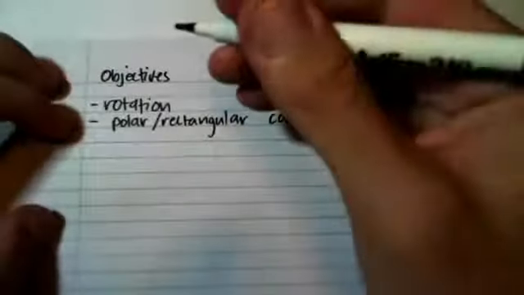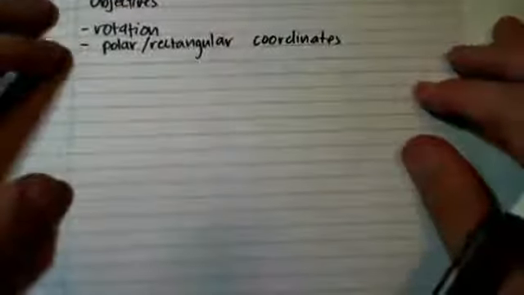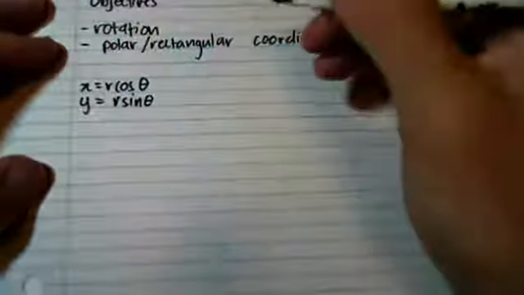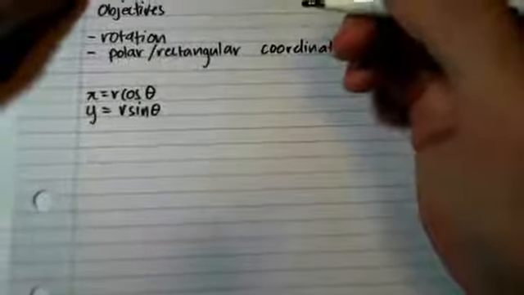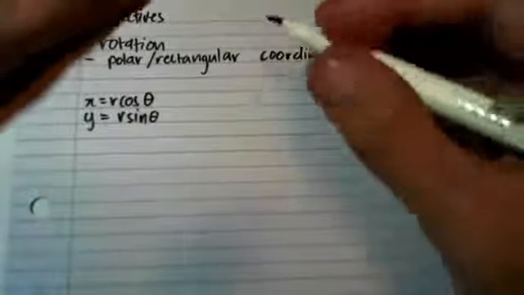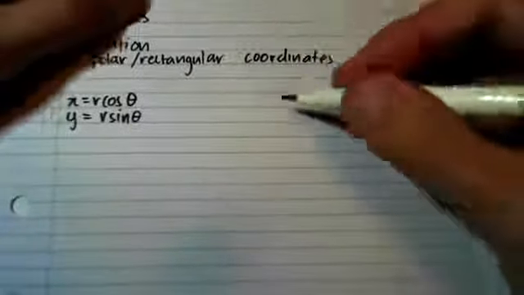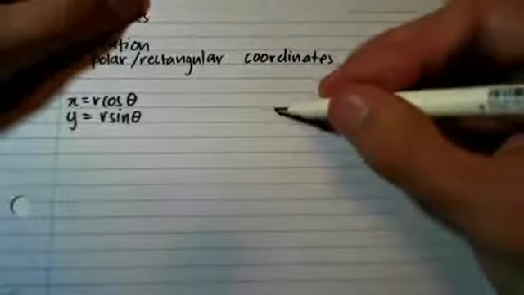So the first thing I'll do is show how x is equal to r cosine theta, and y equals r sine theta. The reason I'm explaining that is to show you where these terms come from and how you can convert between polar and rectangular coordinates.